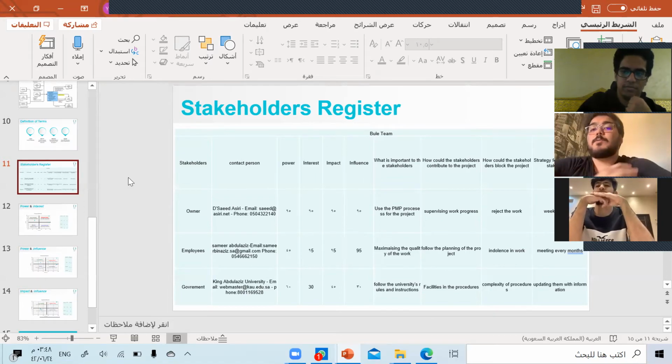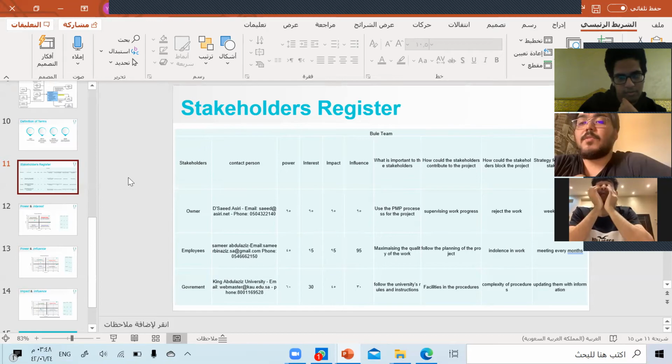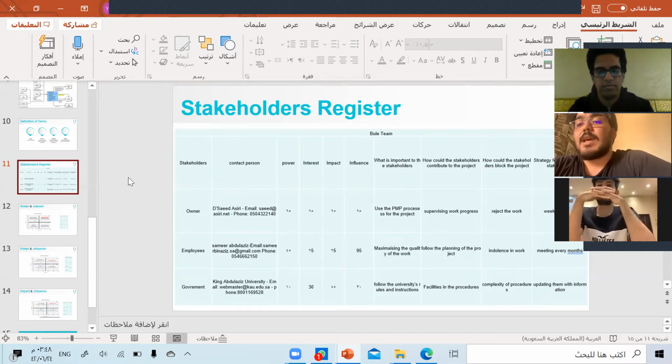So what we will do next is take these values from the columns power, interest, impact, and influence, and create a relation between them. We will see it next, please.